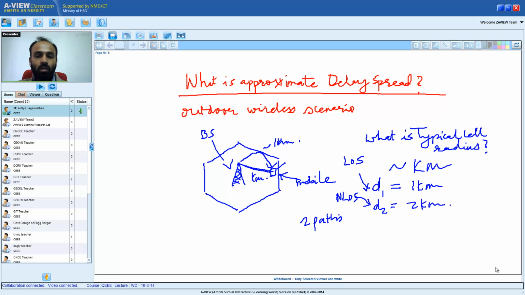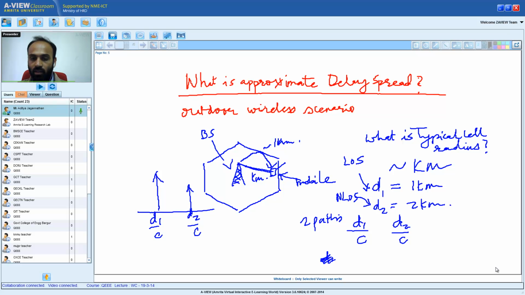So the propagation time corresponding to distance d1 is d1 divided by c, and the propagation time corresponding to d2 is d2 divided by c. So there are two components. One is coming at d1 divided by c, the other is coming at d2 divided by c, and there are only two components. Therefore, what is the delay spread? Can someone tell me what is the delay spread in this scenario?